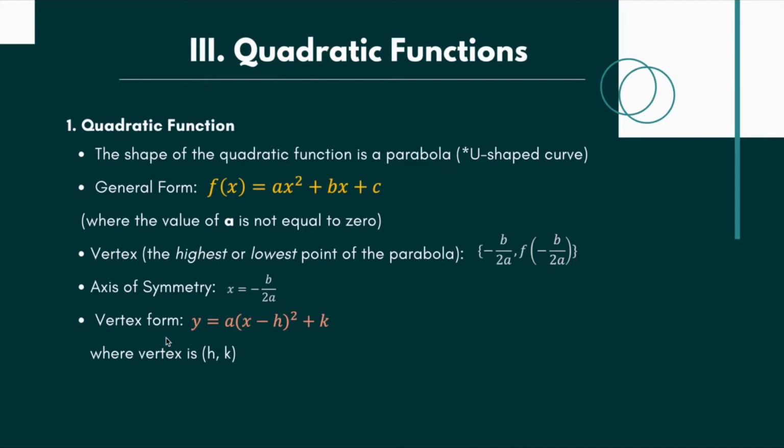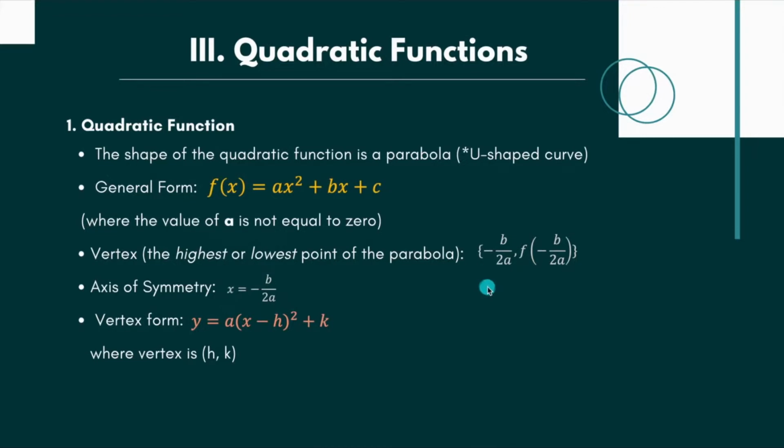Similar to the slope-intercept form and point-slope form of linear functions, quadratic functions can also be expressed in vertex form. You can use this form if you know the vertex. If the vertex is (h, k), for example, the parabola can be written in vertex form as y equals a times (x minus h) squared plus k.